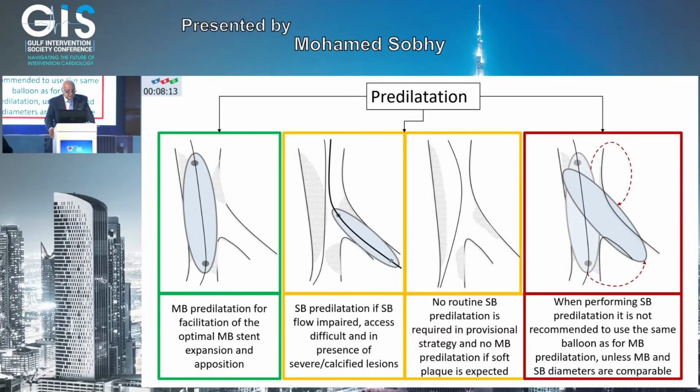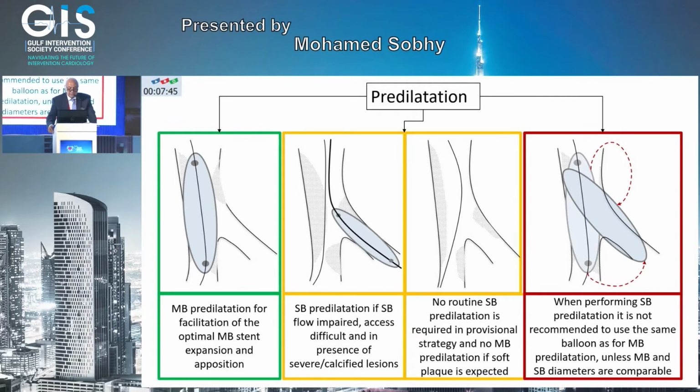How can you pre-dilate? Main branch pre-dilatation is done for facilitation of optimal main branch stenting and expansion. Side branch pre-dilatation is done if side branch flow is impaired, access is difficult, or there are severe calcified lesions. No routine side branch pre-dilatation is recommended in provisional stenting. Gabriel is going to speak about provisional. No main branch pre-dilatation if soft plaque. Nowadays we almost always do pre-dilatation except for a soft plaque in the main branch.